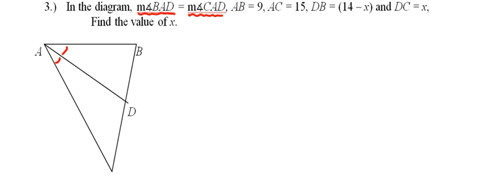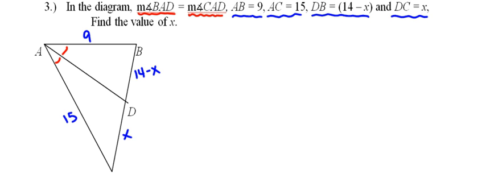Now I'm going to go ahead and mark my side measurements in the picture. AB is 9, AC is 15, D to B is 14 minus x, and D to C is worth x.